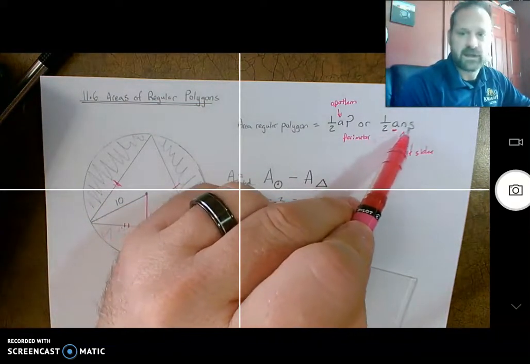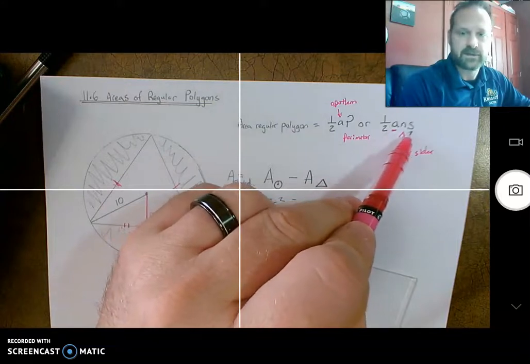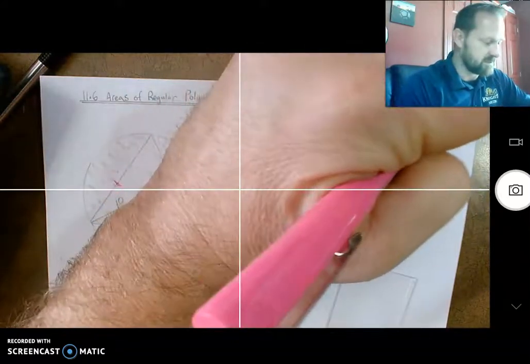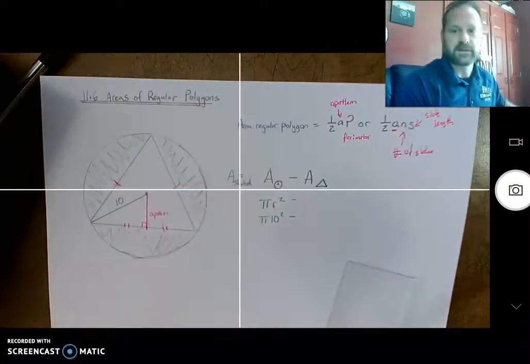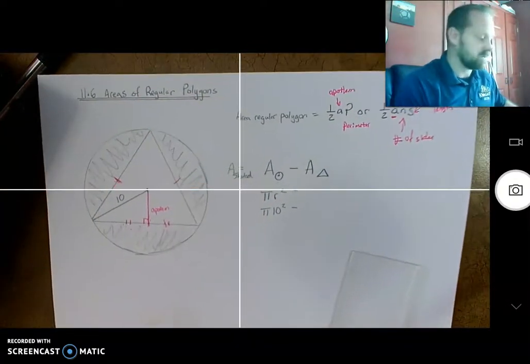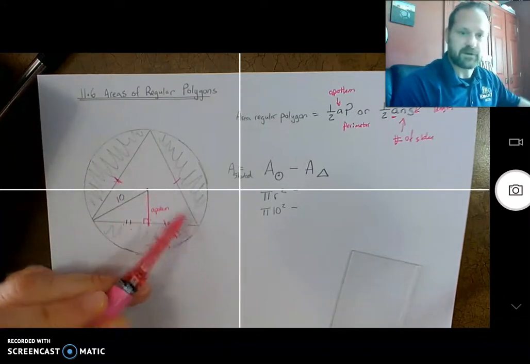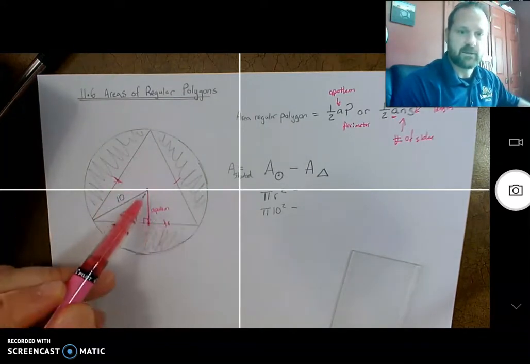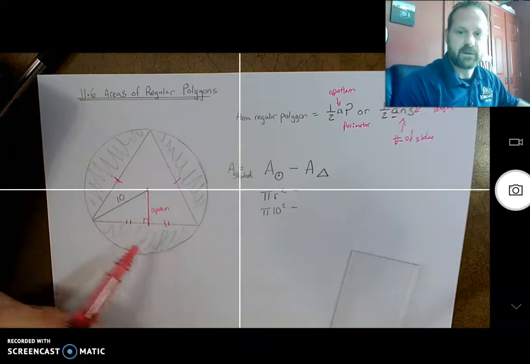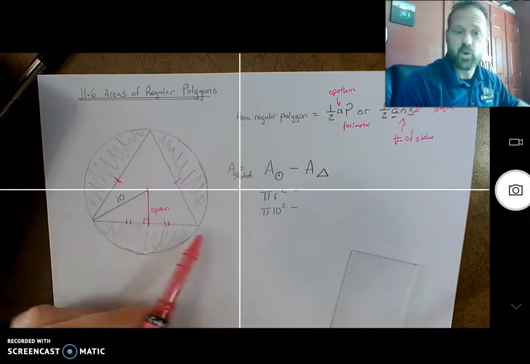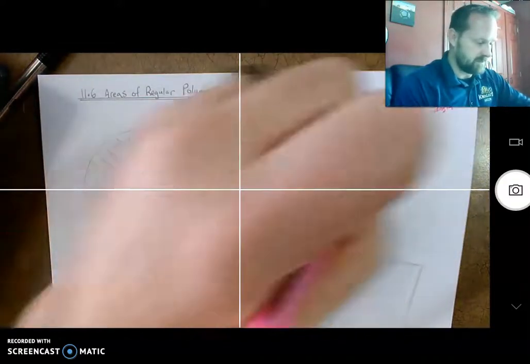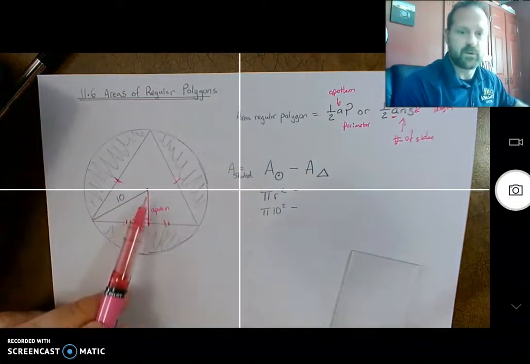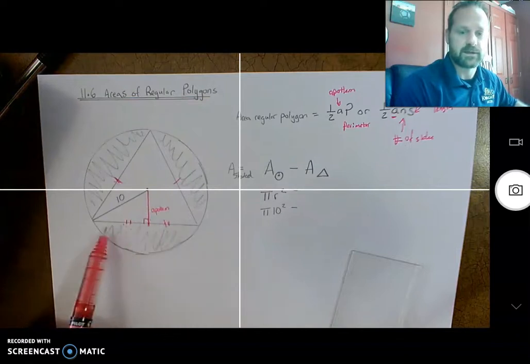I'd rather use A and S because that way I get the parts. So S stands for side length. Okay? All right. So if we have to find the side length, we have to find the apothem. Okay? We know the number of sides. 1, 2, 3. So I know the number of sides here is 3. How in the world am I going to find the apothem and the side lengths?